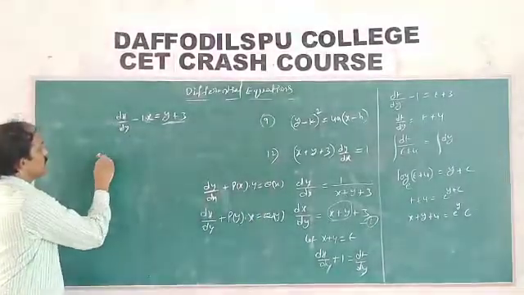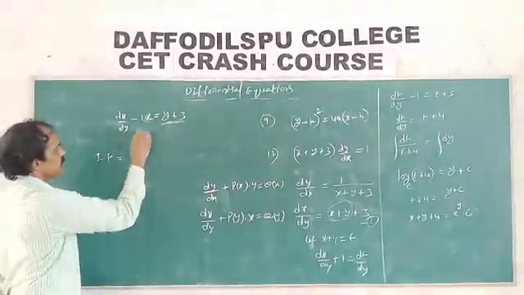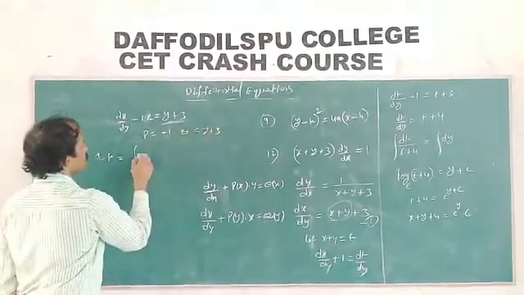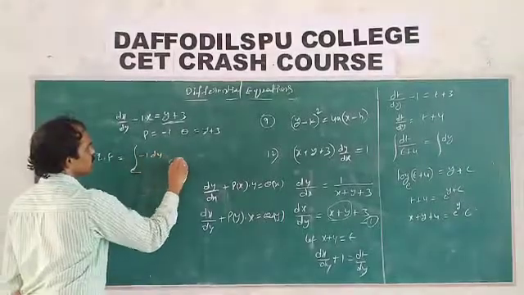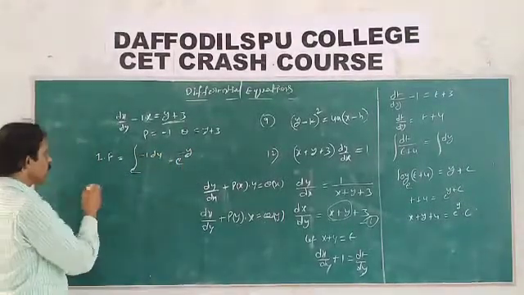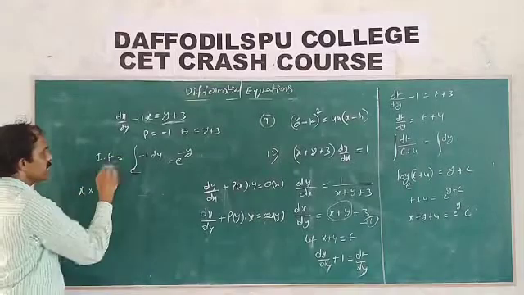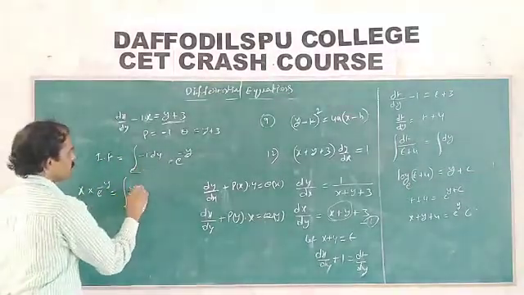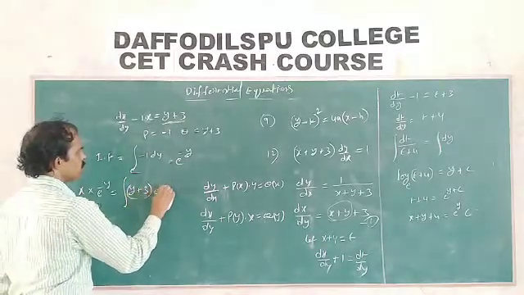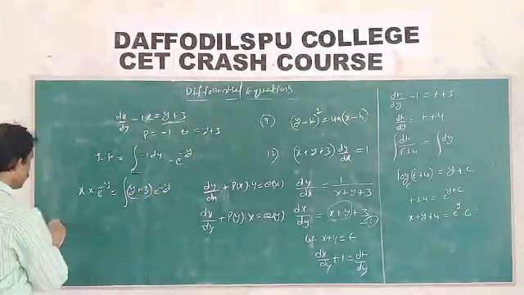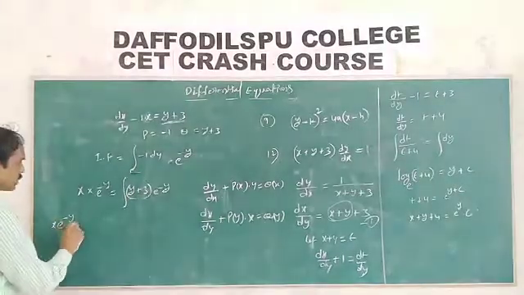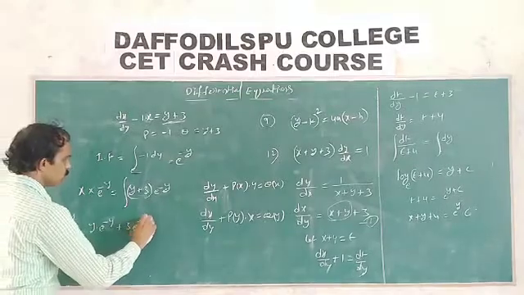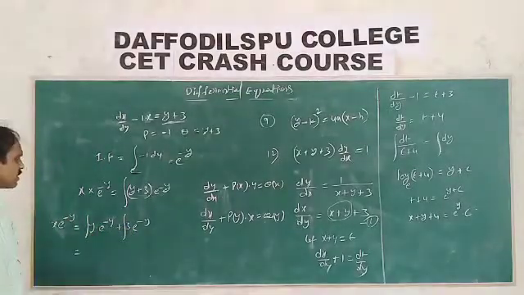First of all, we find the integrating factor, e to the power integral of p dy. Here p is equal to minus 1 and q is equal to y plus 3. So the integrating factor is e to the power of integral of minus 1 dy, which is e to the power minus y. What is the solution? x into the integrating factor e to the power minus y is equal to the integration of (y plus 3) into e to the power minus y dy.